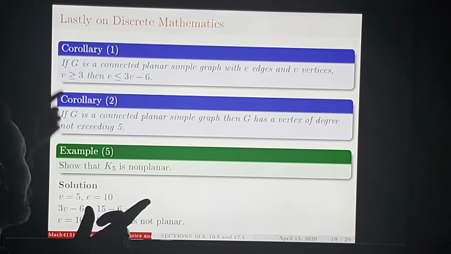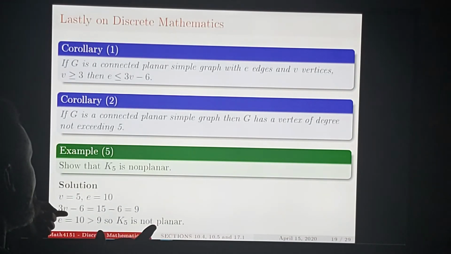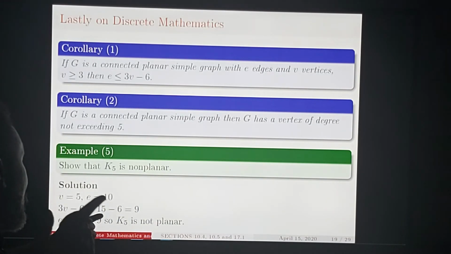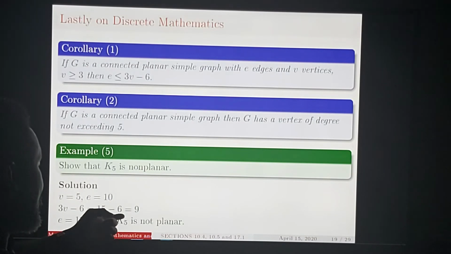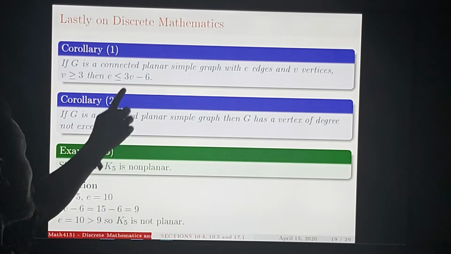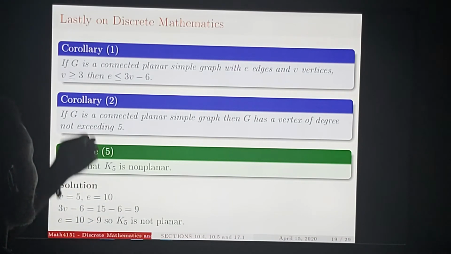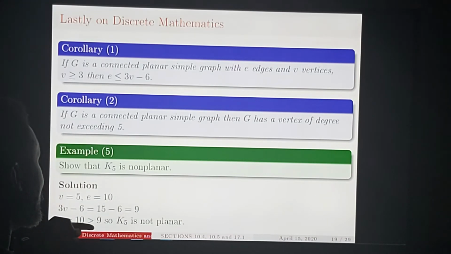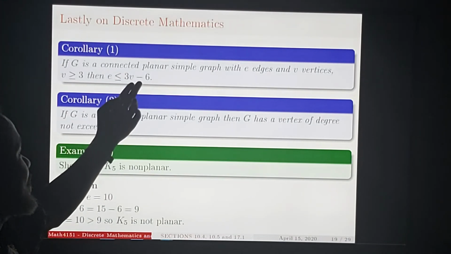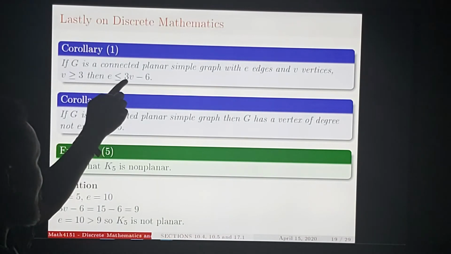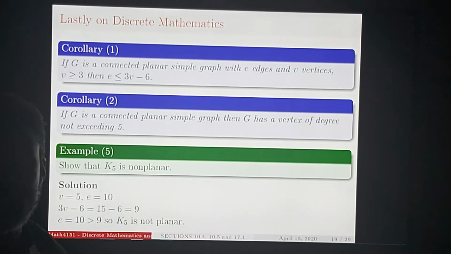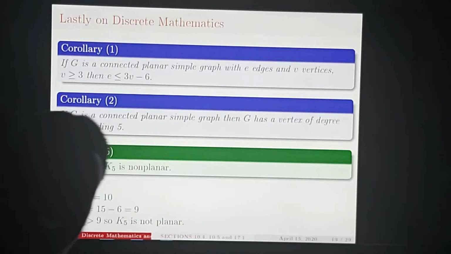Now we're just applying this. 3V minus 6 is 3 times 5, which is 15, minus 6 is 9. So 3V minus 6 is 9, and E is 10. So E, which is 10, is greater than 9, which means E is not less than or equal to this. So this graph doesn't satisfy this criterion. Therefore, this graph is non-planar. Ladies and gentlemen, that's the end of the lecture.